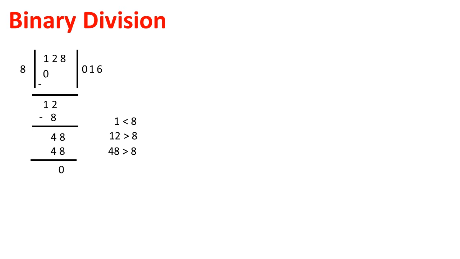What will be the result? 8 sixes are 48. So finally it came out 0, it has matched, so the result is 016. That is the decimal result of the decimal division. Now the same process we are going to implement for binary division.